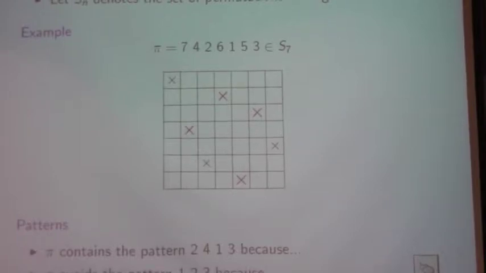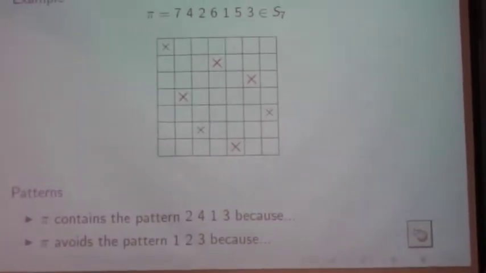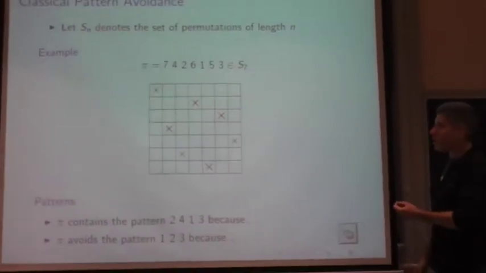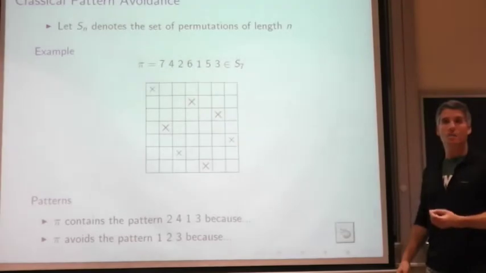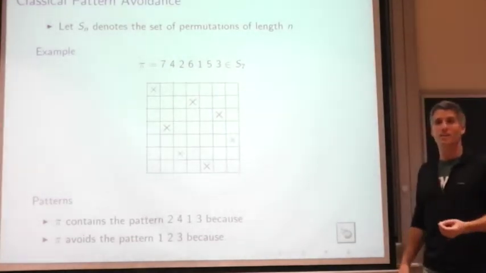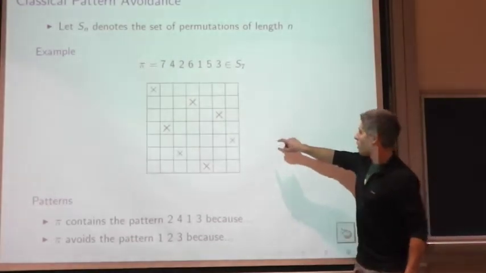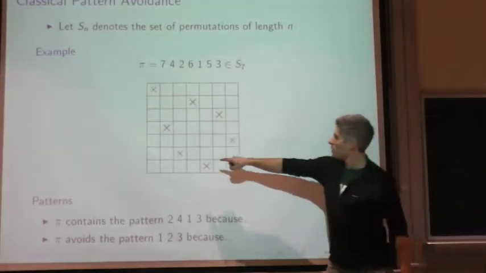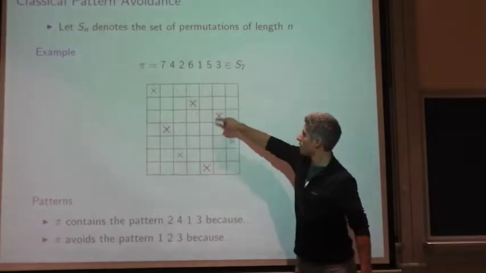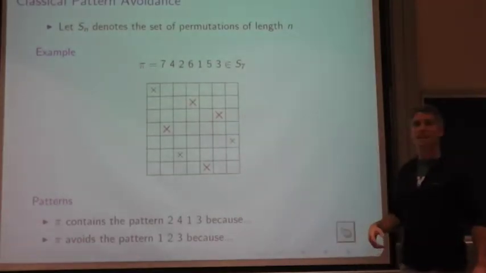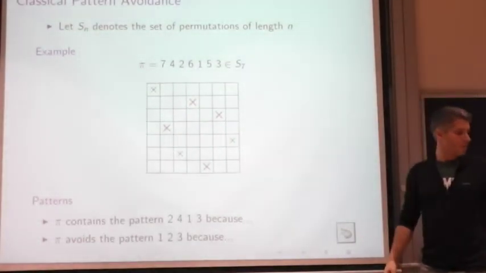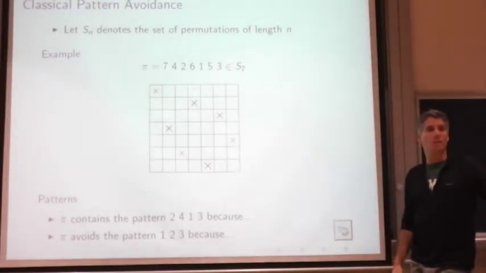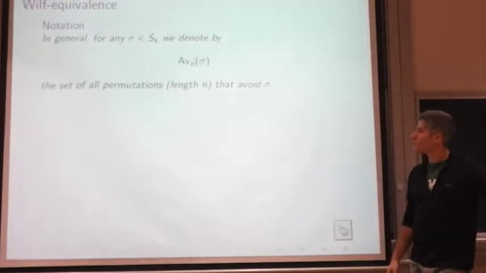Likewise, we can then talk about avoidance, meaning it doesn't contain the pattern. So this example avoids the pattern 1, 2, 3. And the reason it does is because you cannot find 3 x's that are going in increasing order. Okay, I can find 2, like this one and this one, but there's no third one up here. Because that doesn't happen, we say it avoids 1, 2, 3. Okay, so this is the idea of pattern containment or avoidance that we'll be using.